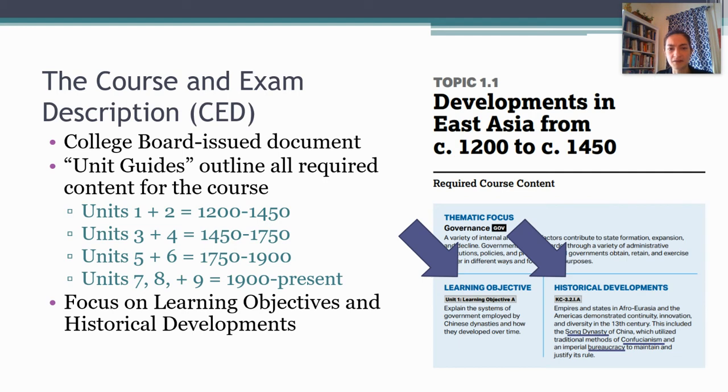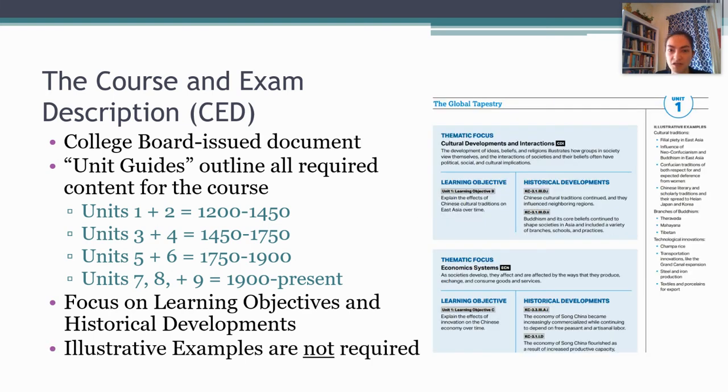One last thing about the CED. Let's flip over to the next page. There's like 3 of these little blue boxes for each theme in topic 1.1, developments in East Asia. So I'm just going to the next page of this PDF. That's what the screenshot is showing you. So you'll look down through these other learning objectives and historical developments. And then sometimes you will see these things in the right-hand margin or left-hand margin called illustrative examples. And you will see a whole long bullet-pointed list of some pretty specific stuff.